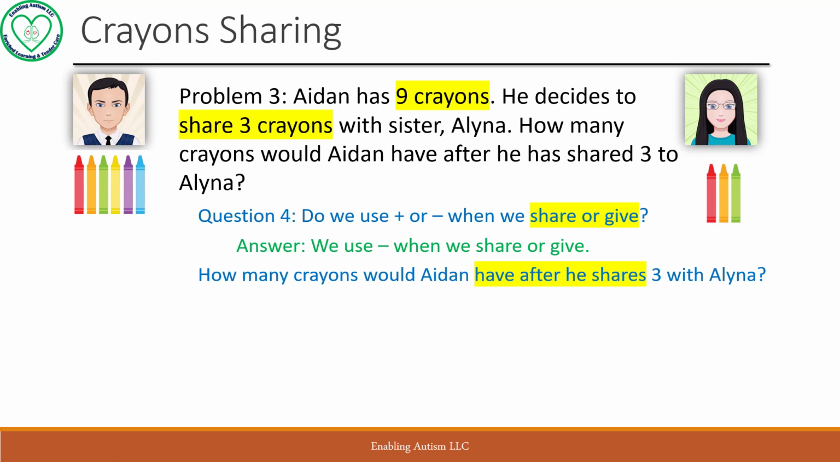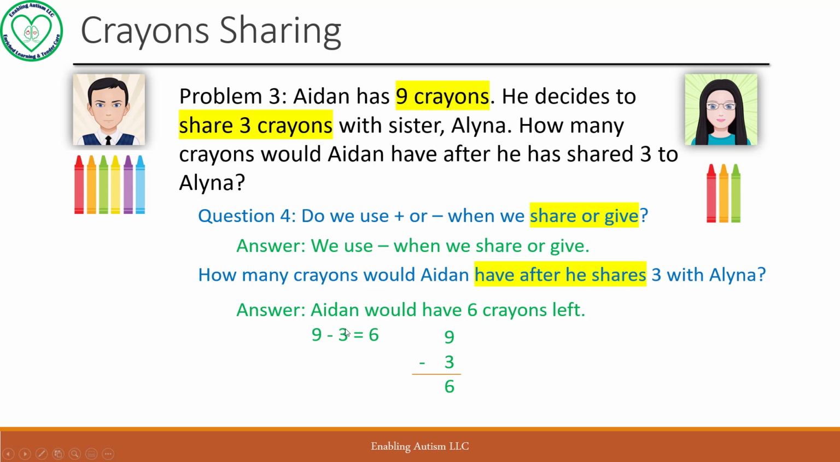So at first he has 9. He then shares 3 to Alina. Now he has 6. So the answer is Aiden would have 6 crayons left. 9 minus 3 equals 6.